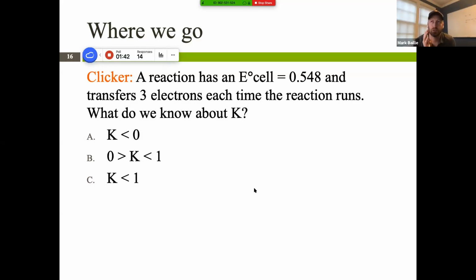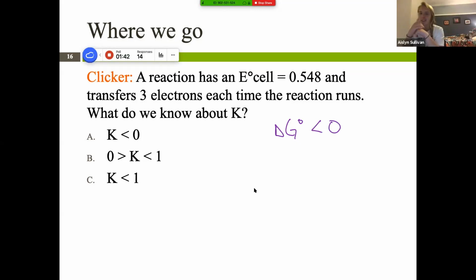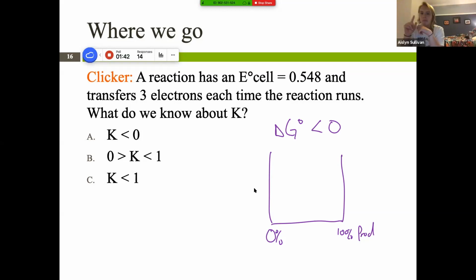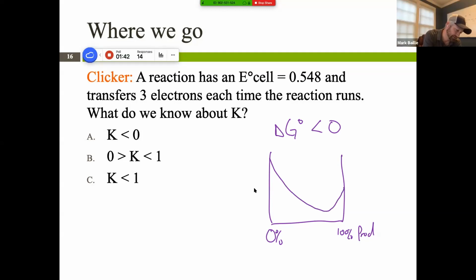Wait, say again. So what is the sign of our delta G? It's negative. Delta G naught, oh wait, no, it's the other way. Delta G is negative, which means it's product or reactant favored. Product favored. Okay, so if we do a Gibbs free energy diagram, here's 100% products, here's 0% products or 100% reactants. Where is the minimum going to lie for this reaction? To the right or to the left? To the right. So we're going to have a product favored reaction, and our K is going to favor more products. It's kind of a way of looking at that.